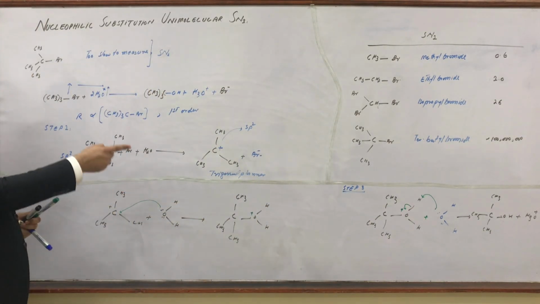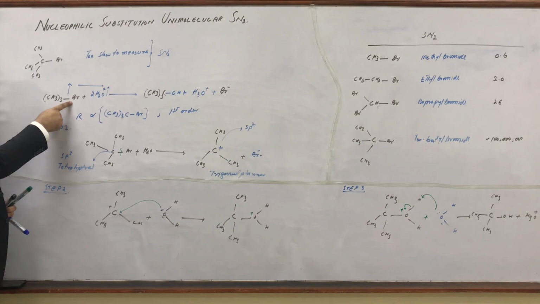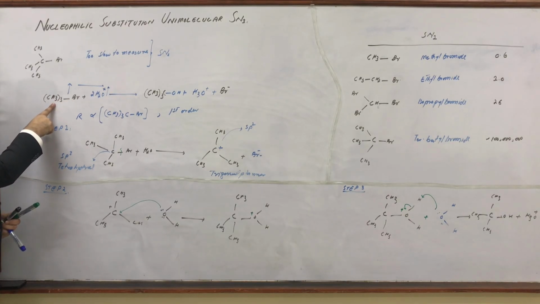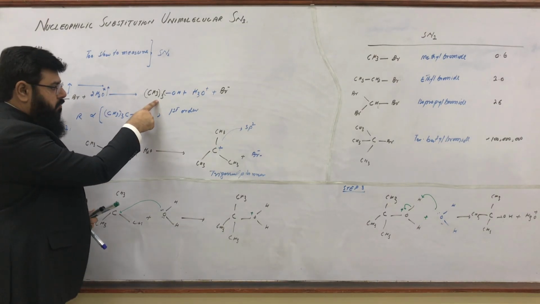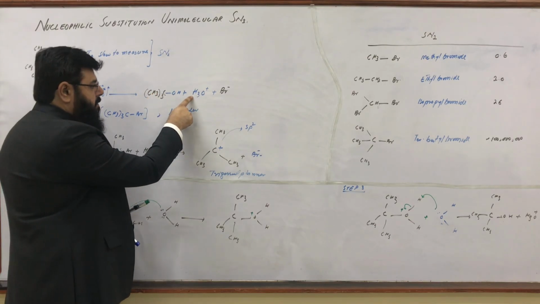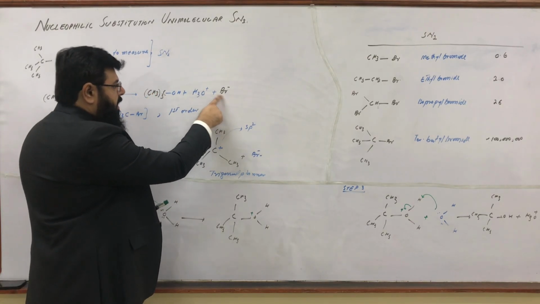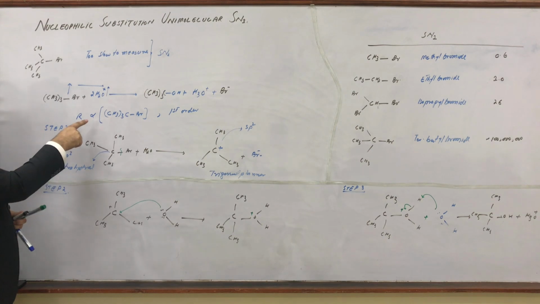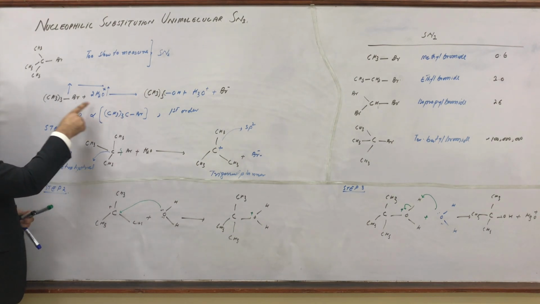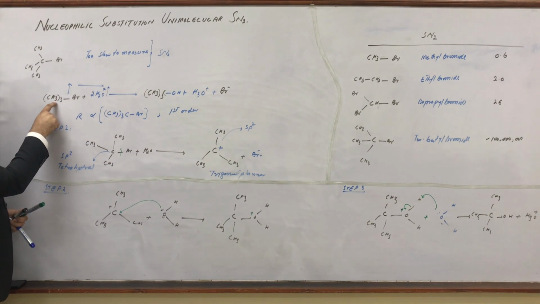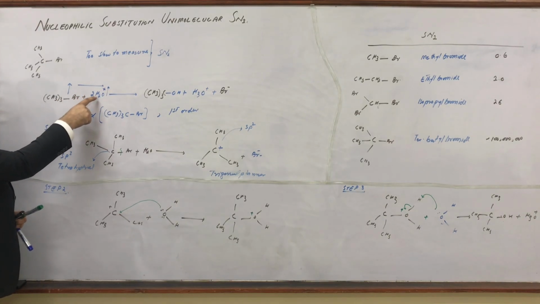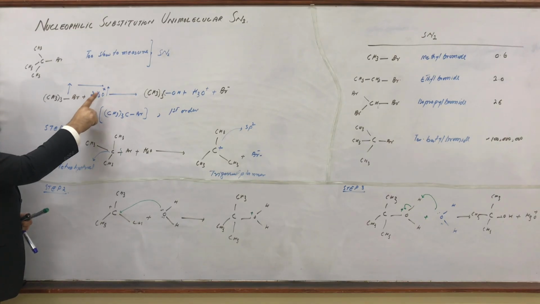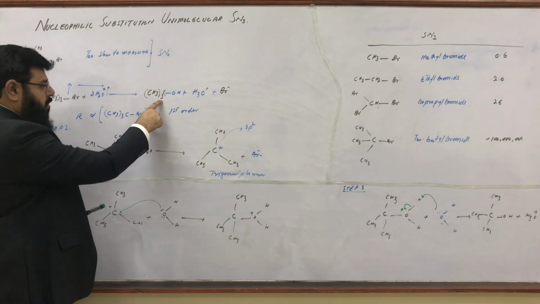So if we go back to the overall reaction, we can see there is 1 mole of tertiary alkyl halide and 2 moles of water, and in the product we are getting an alcohol, a hydronium ion, and a bromide anion. So this reaction proceeds by a first order mechanism because the rate of reaction is only dependent on the concentration of the tertiary alkyl halide. By increasing or decreasing the concentration of water, there will be no effect on the yield of this product.